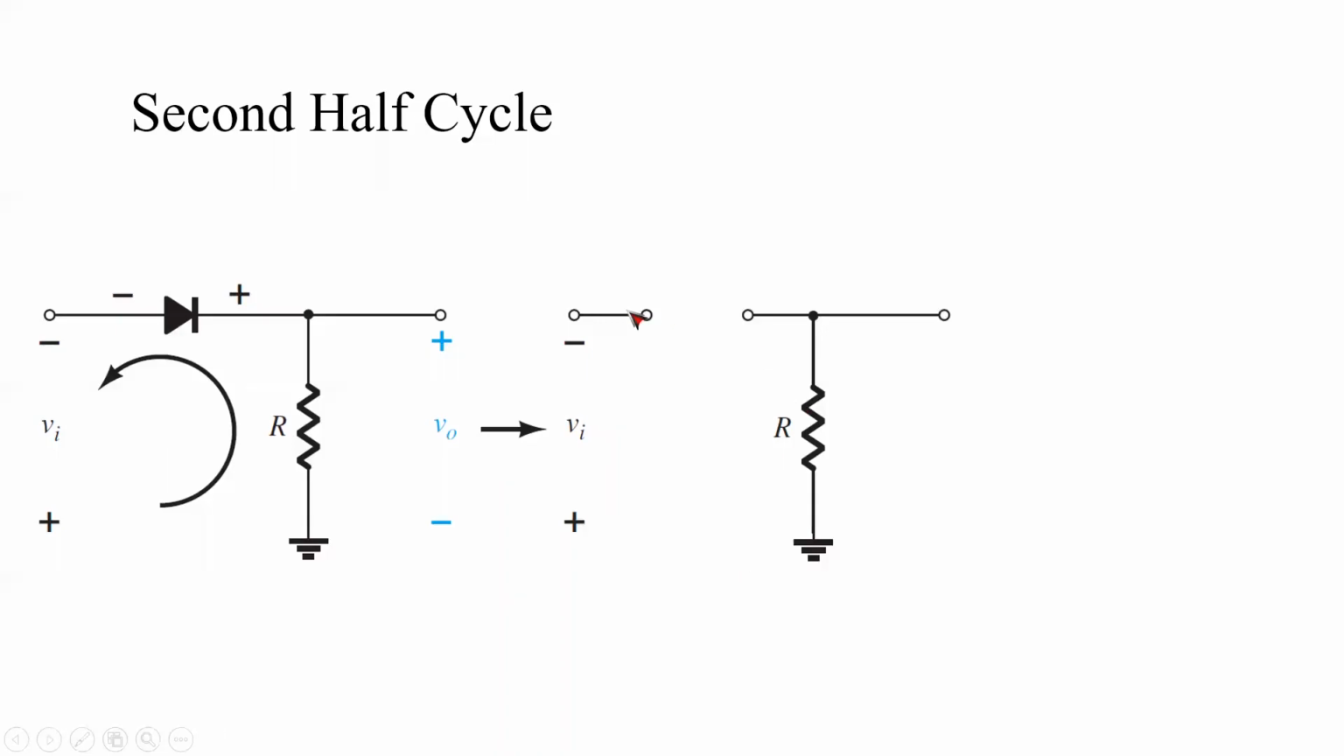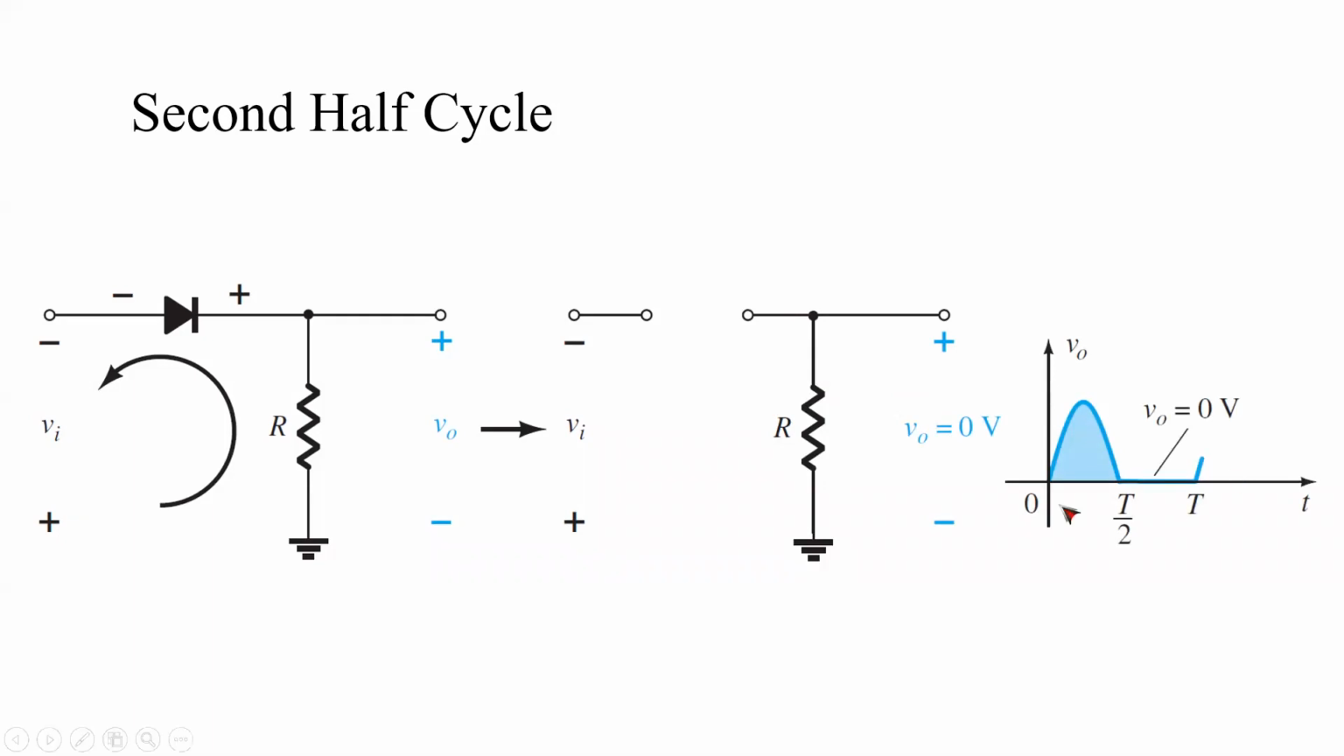Since there is no current flow, the resistor will not get any voltage, because we know the resistor will get voltage only if there is a current flow. Since there is no current flow, no voltage will be dropped here, right? No voltage. That means your output will be 0. 0 means like this. So this part is the part we already got when we had the first half cycle.